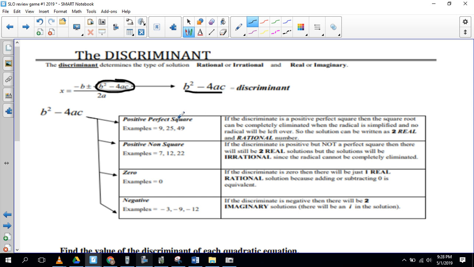So this is basically our answers to everything here. This is what we're going to use. And you're going to probably have to remember this, so I'll try to help you remember this.